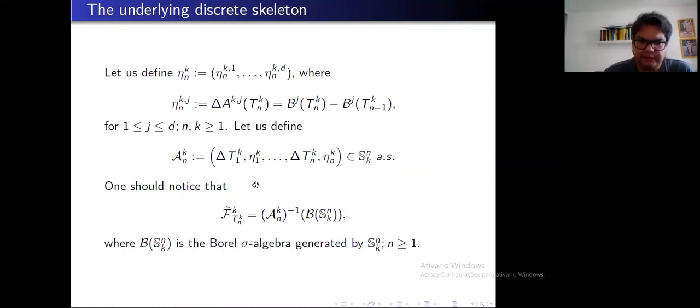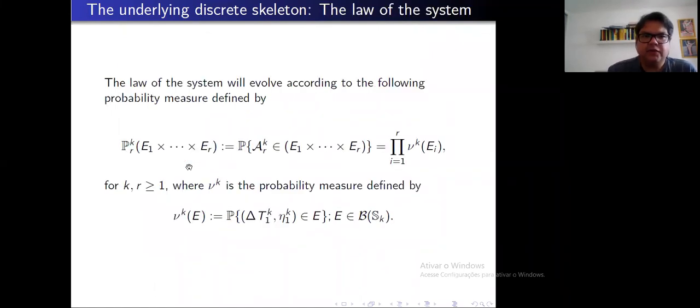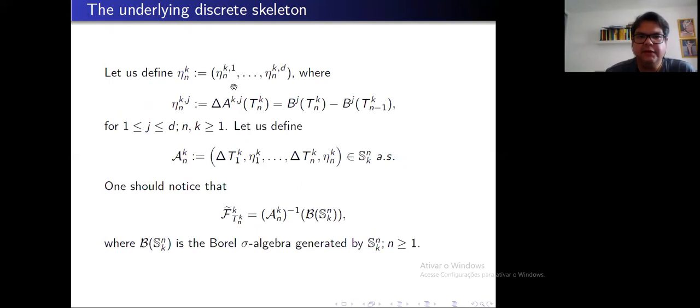And I always consider FK TKN as the sigma algebra generated by this discrete time process. Okay, so the law of the system, I will not enter into detail, but the law of the system can be explicitly computed, and it will be given by this product measure, where nu k is the law of the first hitting time and eta k1. So remember that eta k1 is the increment of the Brownian motion between 0 and the first hitting time tk1.